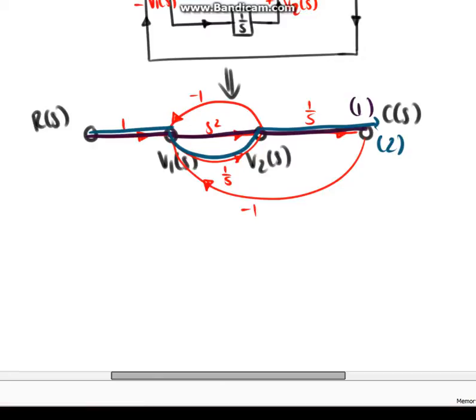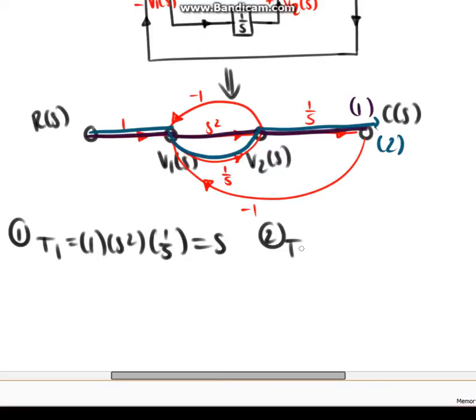So we have to write down number 1. Our forward paths are T1 equals 1 times S squared times 1 over S, giving us S. And our second one, T2, is 1 times 1 over S times 1 over S, which means 1 over S squared.